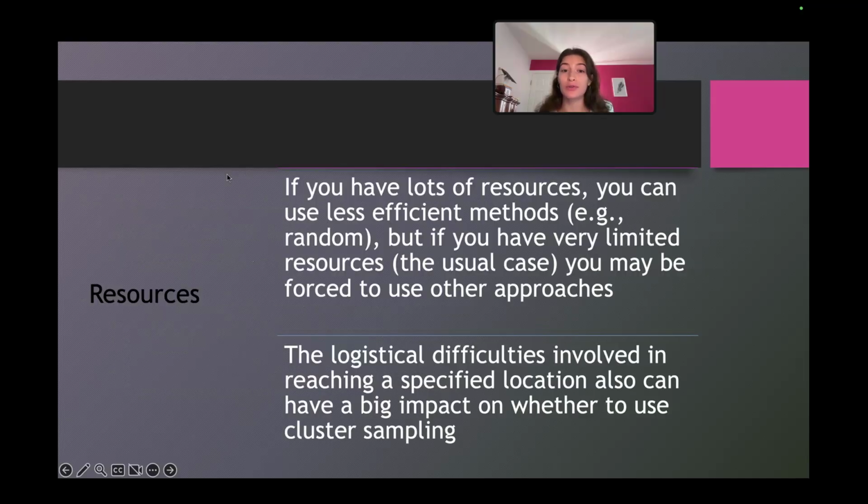If you have a lot of resources, you can use less efficient methods, but you may have very limited resources and you might have to use other approaches. These logistical difficulties involved in reaching certain locations also have an impact on whether or not you want to use cluster sampling.